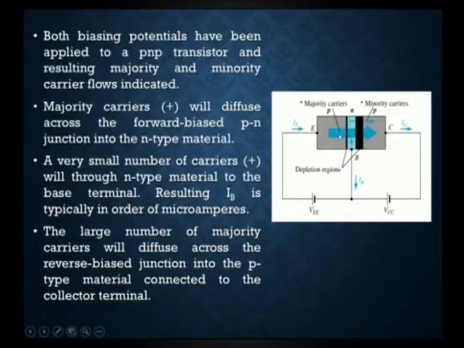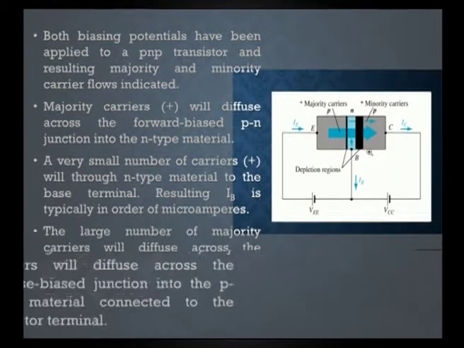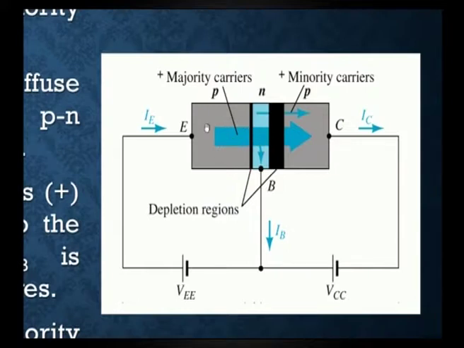Next we consider another case, where both the emitter voltage and the collector voltage are given. What will happen inside the structure, what are the carriers, and what is the majority and minority carrier movement.